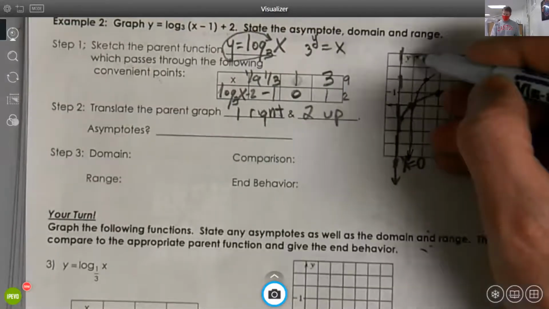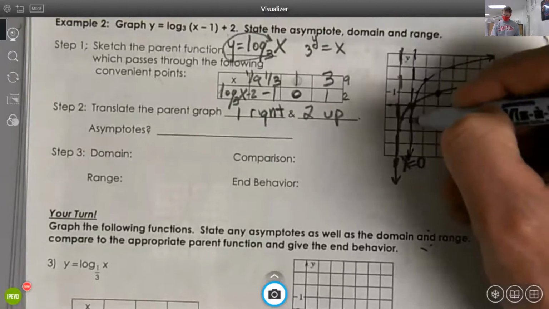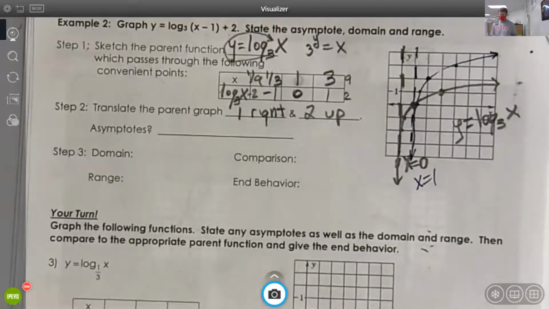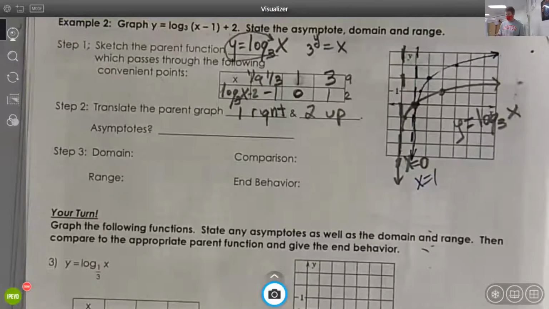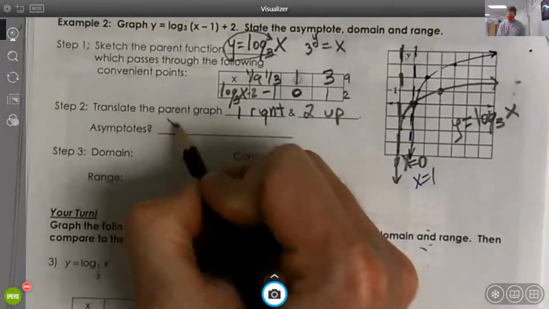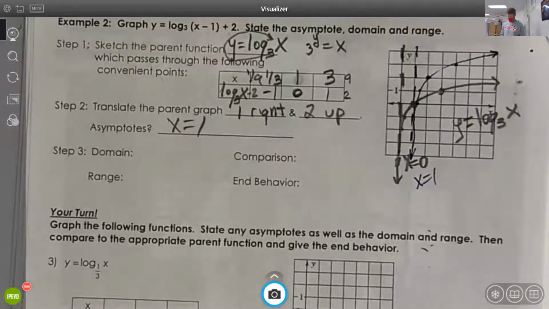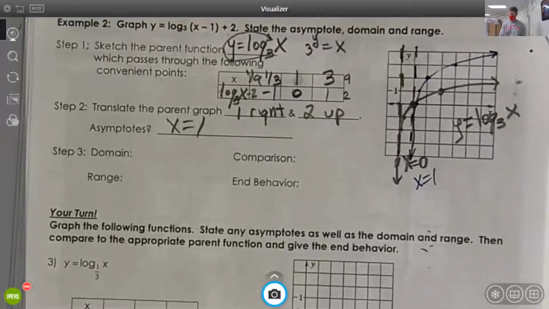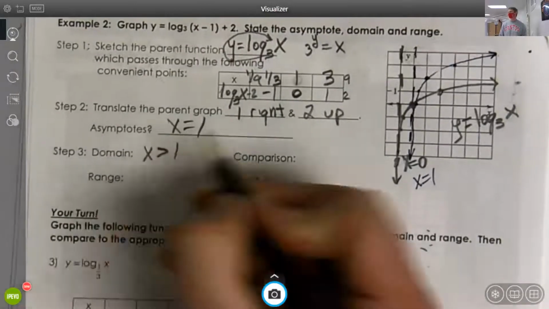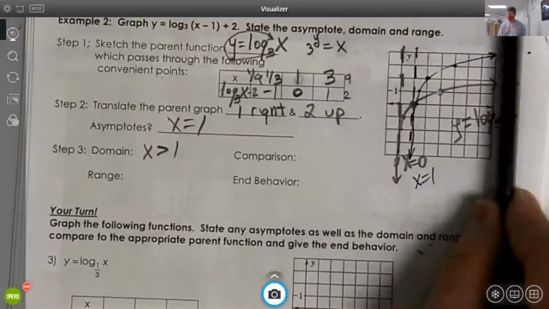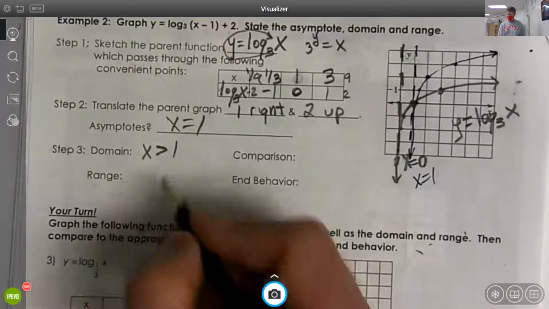So our asymptote that we're actually interested in is x equals 1. We don't really care about that x equals 0. If you would want to erase that, you could do that. We really just want to know about x equals 1, because x equals 1 is the asymptote for the graph. The domain would have to be x is greater than 1, because we go from the 1 to the right, which is all the blue graph. The range goes up and down forever.